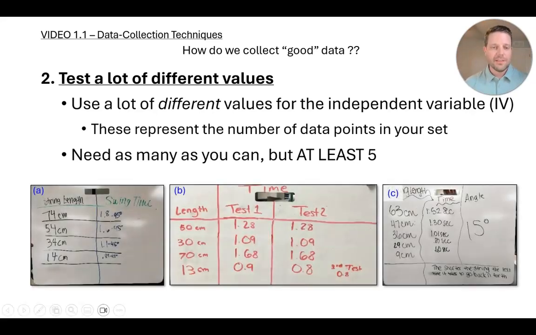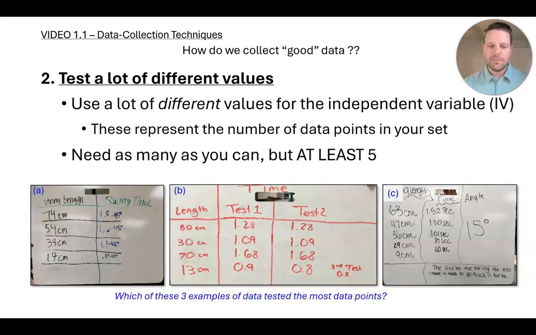Okay, so let's take a look at these three examples. The question here would be, which of these three examples of data tested the most data points? So we need to look at the independent variable and see how many data points you see. Come on, everybody, count with me. We got 1, 2, 3, 4. That's not very good. We need at least 5, and 5's not that great.